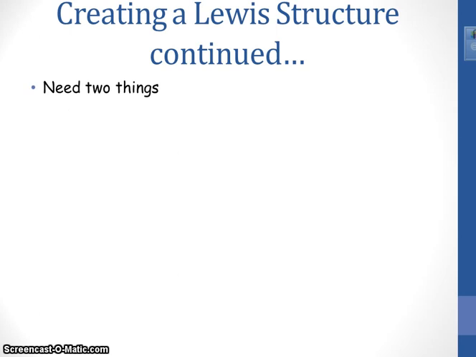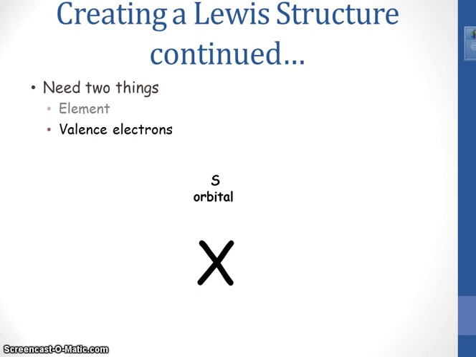Creating a Lewis structure. So now let's actually go over this. You need 2 things, an element and valence electrons. The element that we're going to use in this case will be element X. Now let's draw the valence electrons. When we do that, we need to create the s orbital. This is going back to orbitals. If you need to review that video, you should go back and watch it. But the s orbital can hold how many electrons? That's right, 2. So we need to represent those with 2 dots for our 2 electrons.